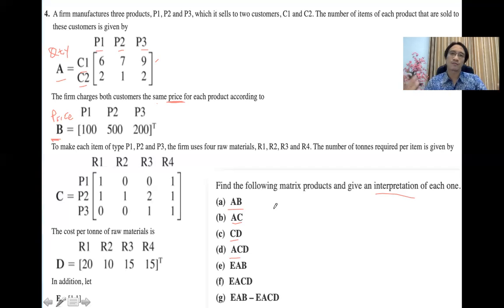Then you need to find out which one is the matrix of price and which one is the matrix of quantity. Then you know which matrix must be multiplied with which matrix to generate the total revenue. So AB, because price times quantity, is also a total revenue.